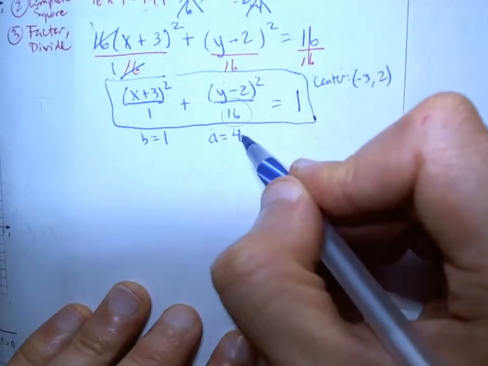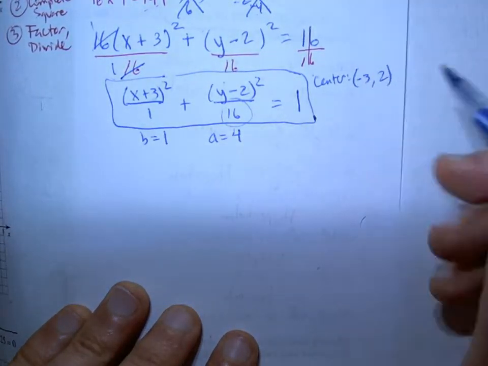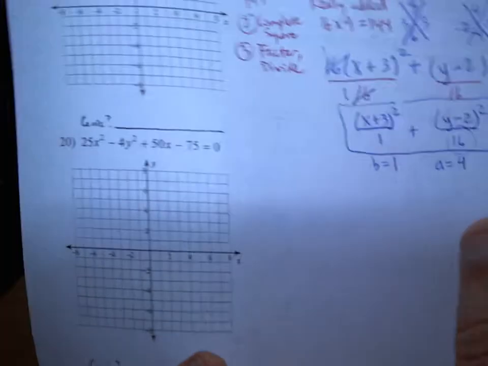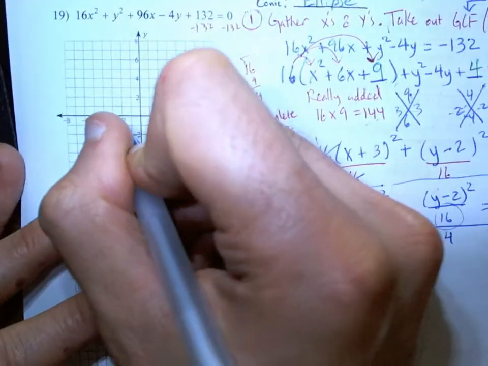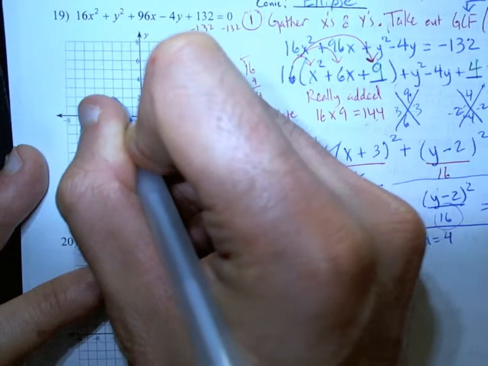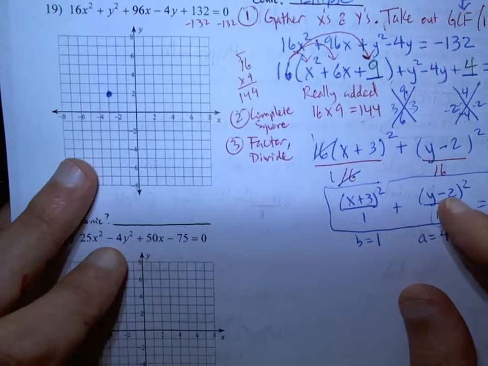So let's go ahead and graph this ellipse. Go ahead and start at negative 3, 2. Go over here. Negative 3, 1, 2, 3, up 2. There it is. Negative 3, 2.